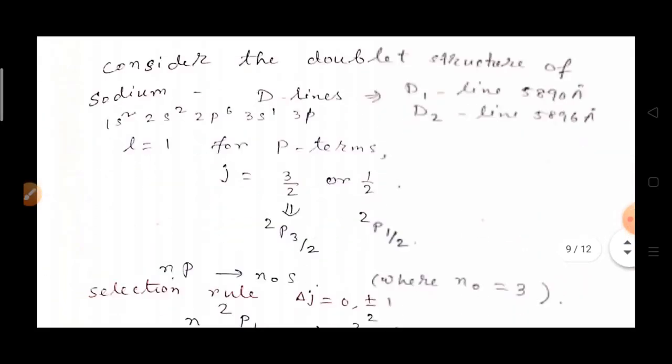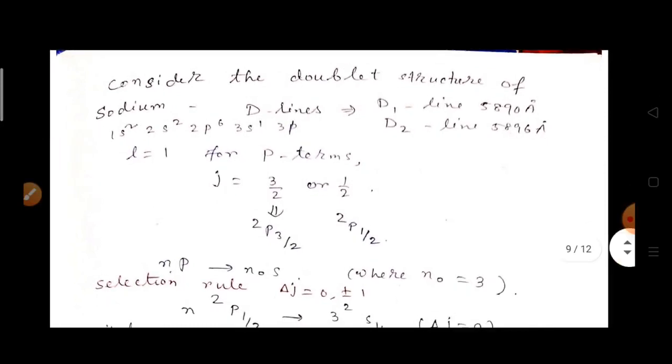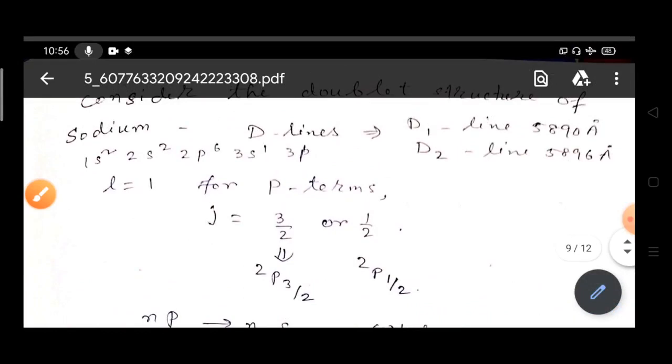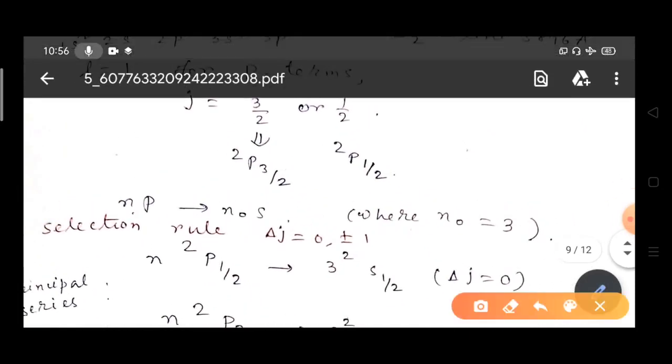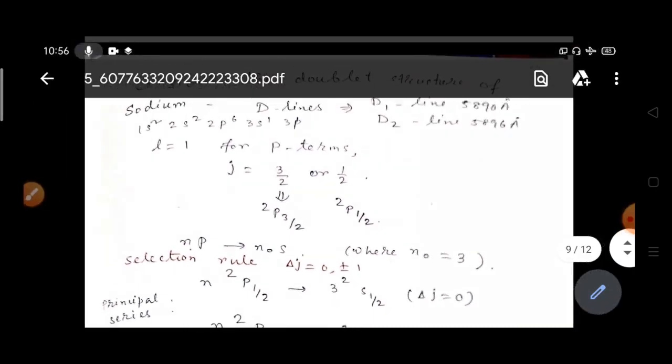Now look here, what will happen in the case of the doublet structure of sodium, that is the D1 D2 lines. We know the sodium electron configuration is 1s2, 2s2, 2p6, 3s1. So the principal series for the sodium line is np to ns. In the alkali spectral lines, we have also discussed the principal series, the diffuse series, and the sharp series. Please watch that video if you haven't seen it.